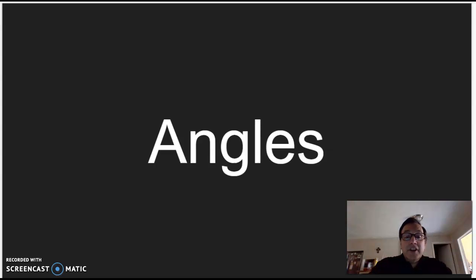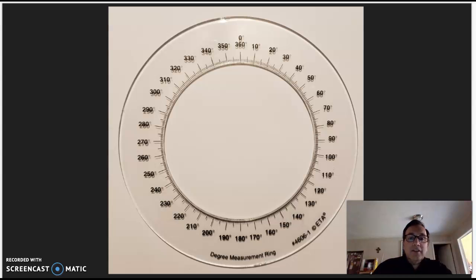All right, so we're going to work on angles today, and you have already watched the video about 360, so you should recognize that this is a circle, and from the zero, if we go all the way around the circle, we get back to 360 degrees, which means that we have a circle and it's cut into 360 tiny little slivers, 360 tiny little slices.